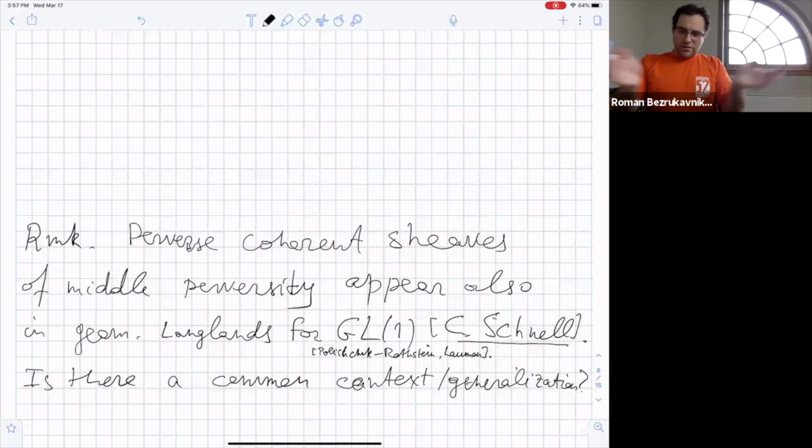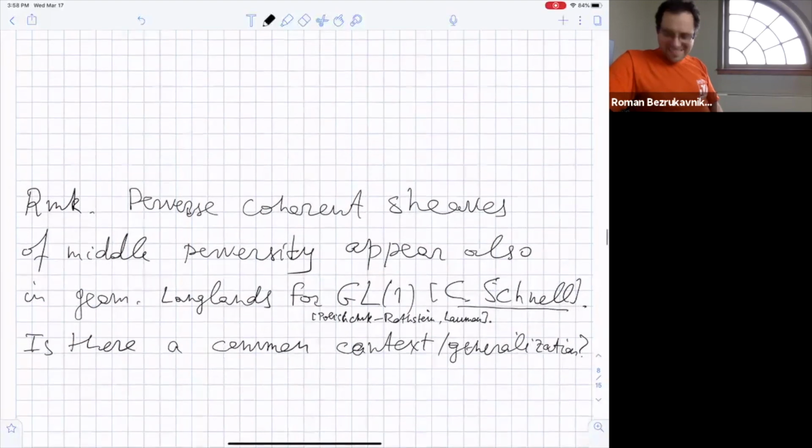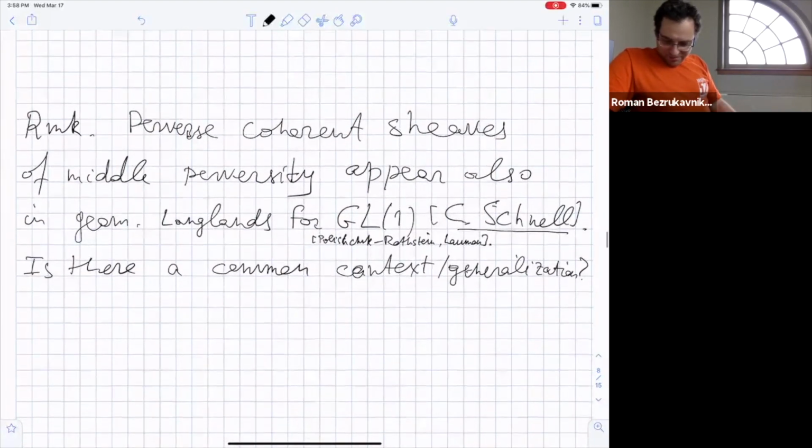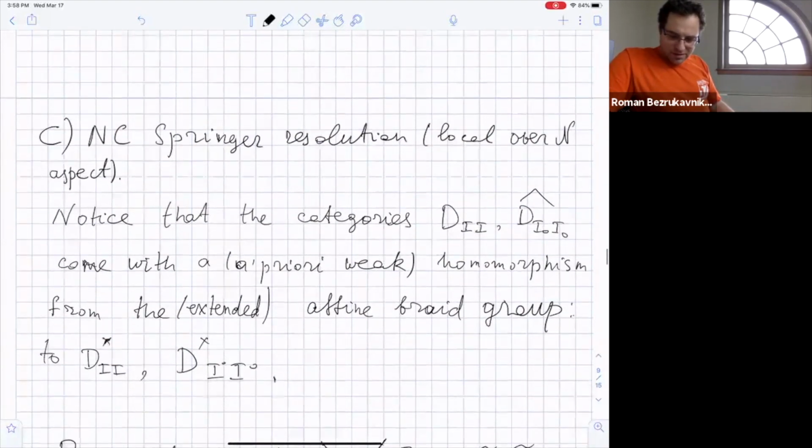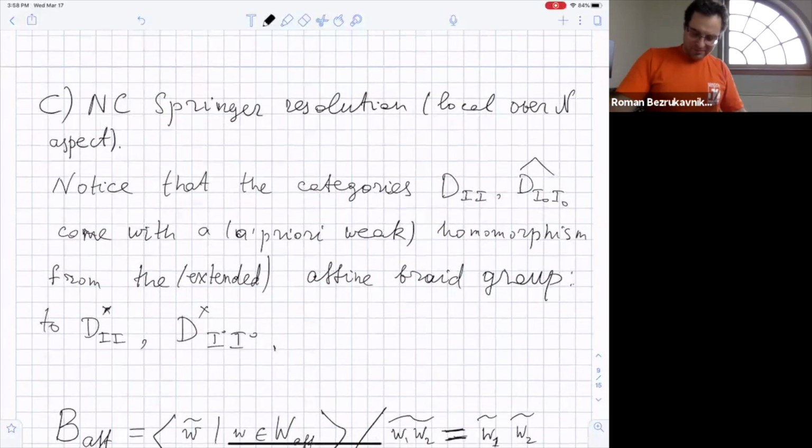I will not write things down, but the point is that the problem Chris Schnell addresses is this: there's an equivalence that these people wrote down, but what if one just takes an actual holonomic D-module and takes its image? What do you get? The answer is that you get, again, a perverse coherent sheaf of middle perversity with respect to a certain stratification, so to say. Okay, so this is just to mention something that I hope is related.